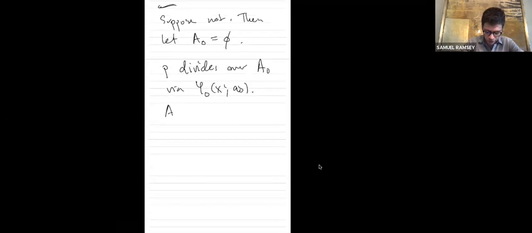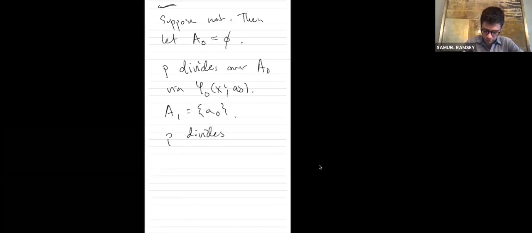And so we'll let A1 be what? We'll let A1 be the set that contains A0. You have to divide over A0 too, right? Because A0 is size no bigger than the size of the language. So P divides over A1. So notice that this is a subset of A because the formula comes from the type which is over A. So P divides over A1 via some phi 1 x A1.